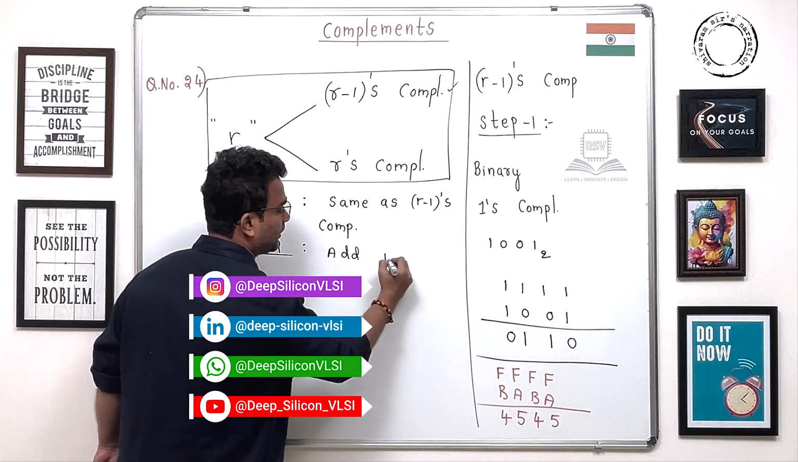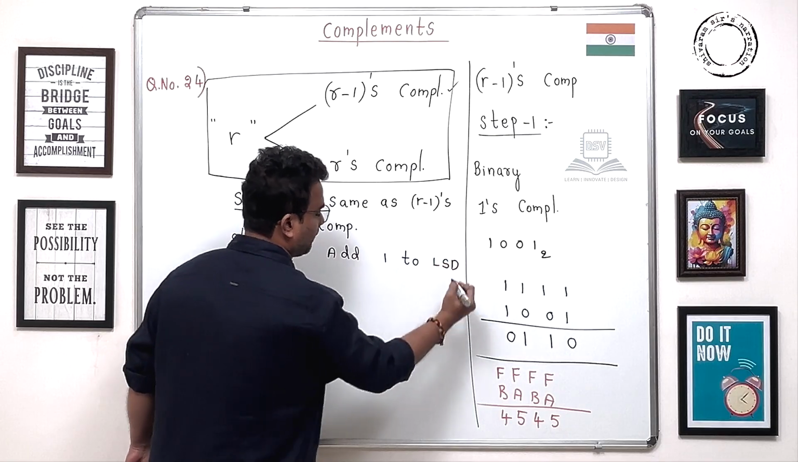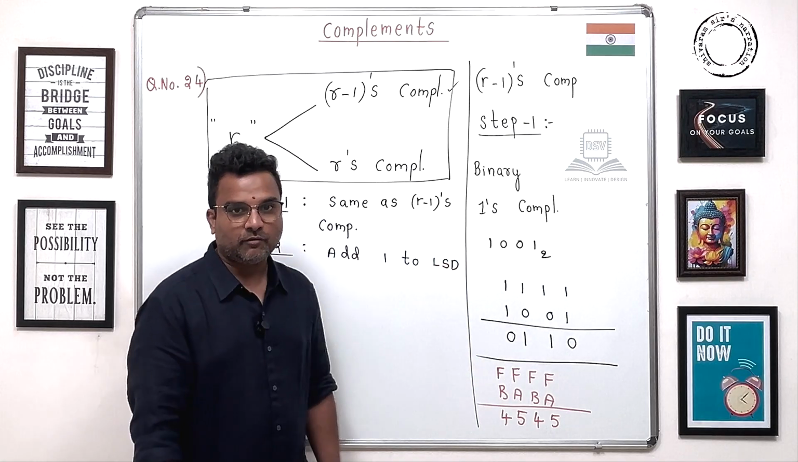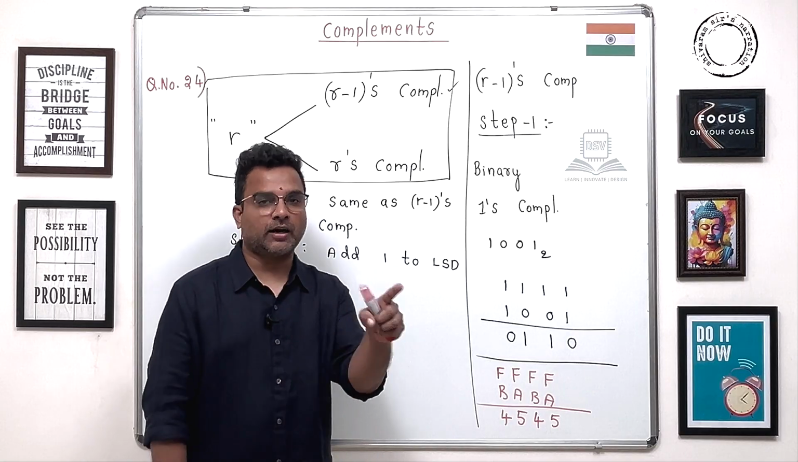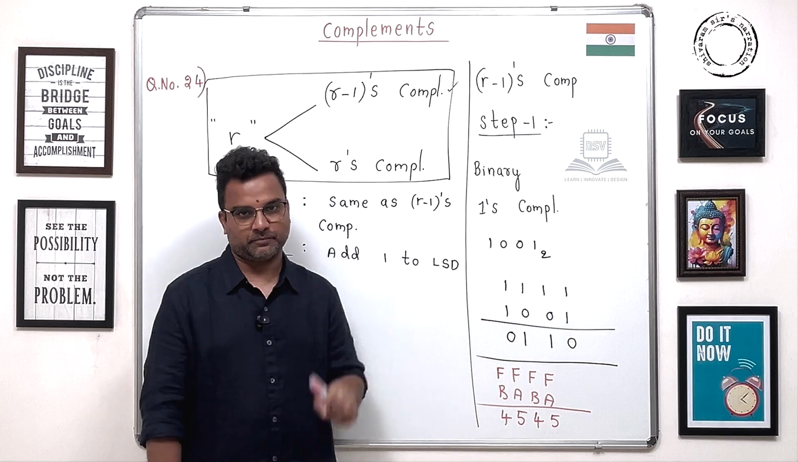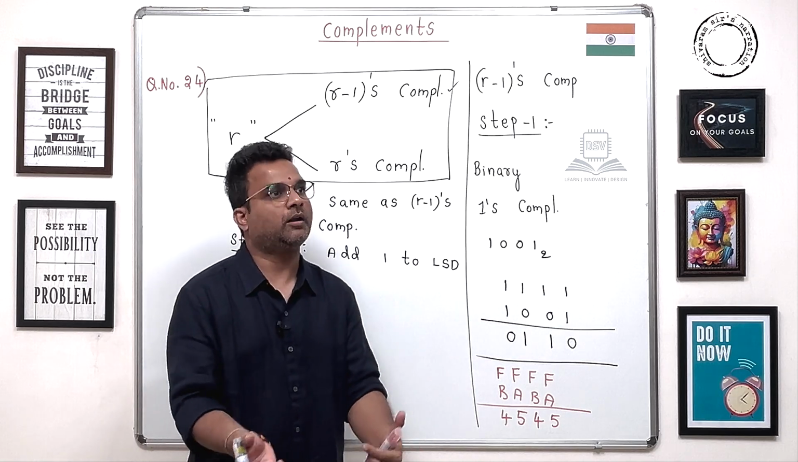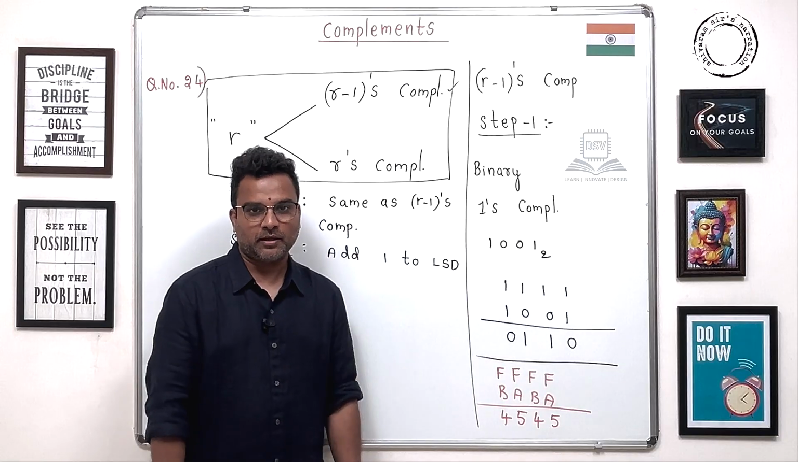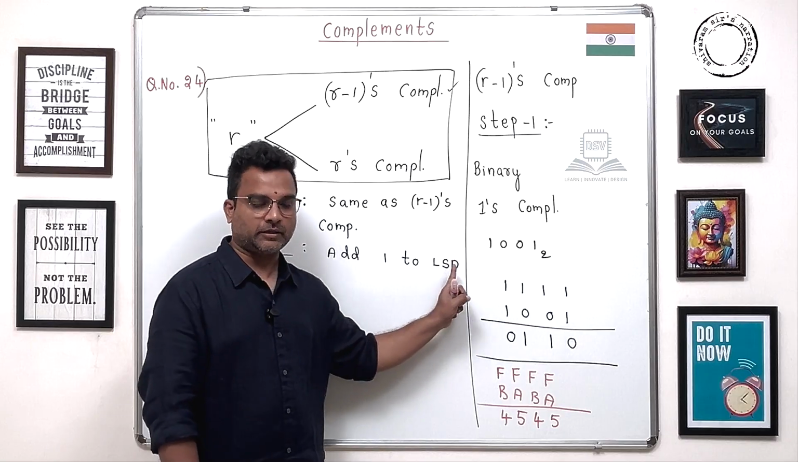Add 1 to the least significant digit. Why am I saying LSD? Why don't I say LSB? If it is binary, we call it a bit, a binary digit. But it is not always binary. It may be octal, decimal, or hexadecimal. Hence, you need to say LSD only, least significant digit.